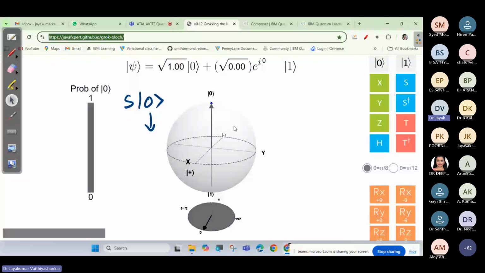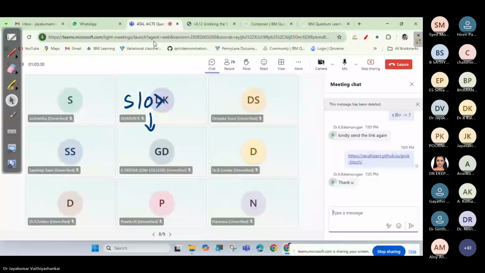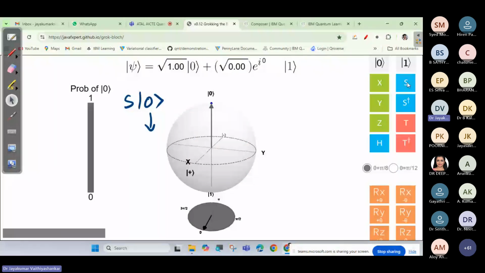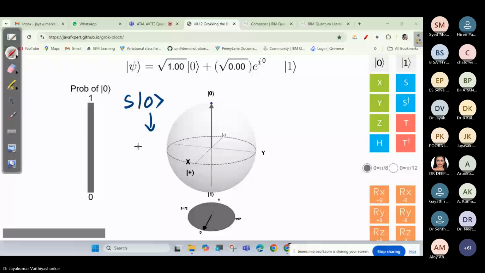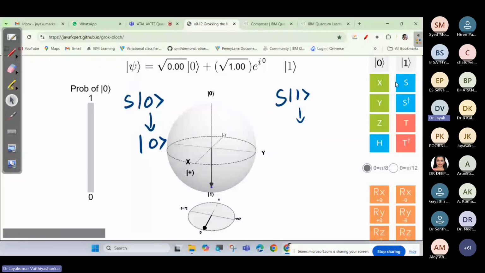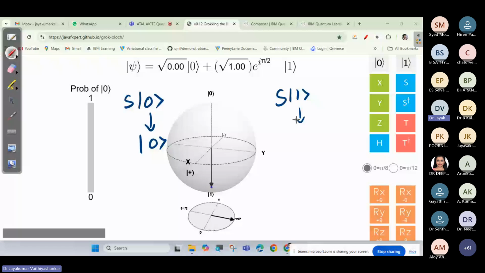So click state 0, click S gate and observe what happens. It will do nothing. It will retain the same state, just like Z gate. But click state 1, apply S gate, and observe what happens. It will introduce a pi by 2 rotation in the XY plane, along the Z axis. So it will do a pi by 2 rotation.